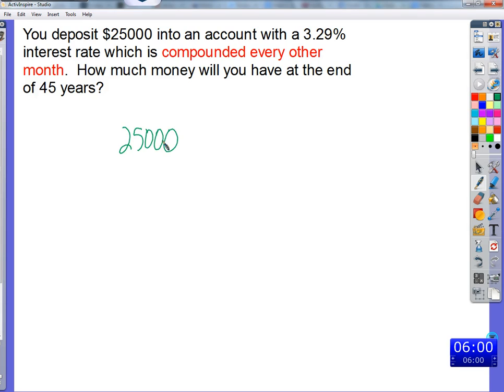25,000 times 1 plus 0.0329. Make sure you get that as a decimal. Over six, because it's done every other month. Every other month is every 2 months. That's happened six times each year. So, let's just look at that.